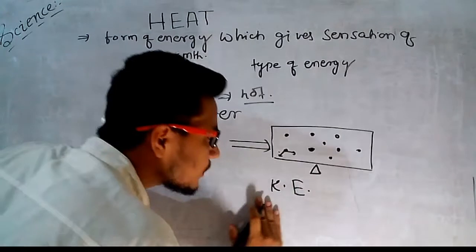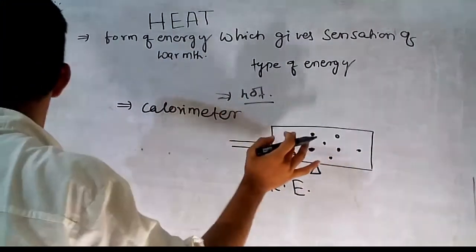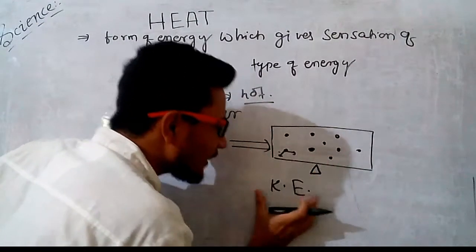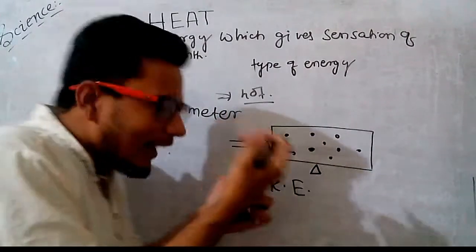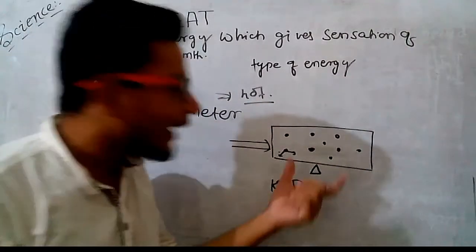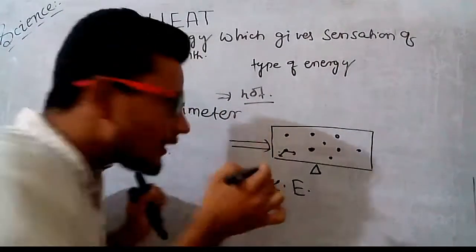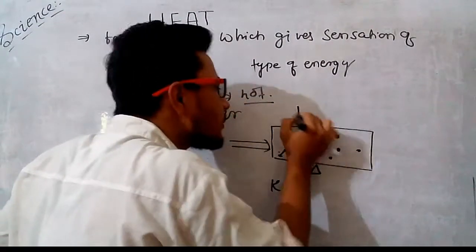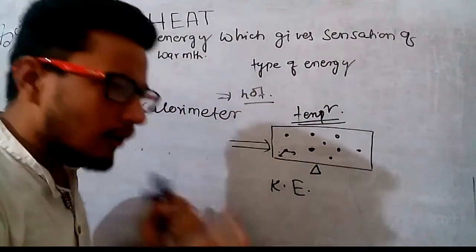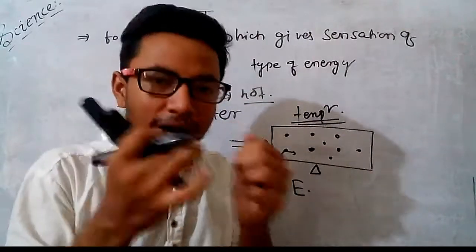So due to the supply of heat, these molecules start to vibrate or rotate, and due to this the body contains kinetic energy. The more heat is supplied, the more kinetic energy is produced, and if more kinetic energy is produced, then the temperature will be higher. So in terms of kinetic energy, how can we define heat?